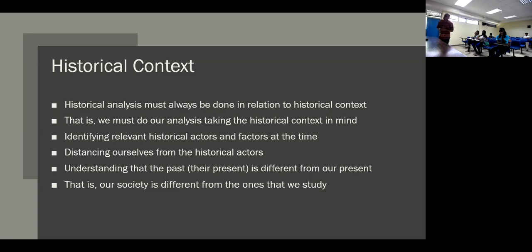So distancing ourselves from the historical actors is necessary. Understanding that the past that we are looking at is their present. It's different from our present. That is, our society is different from the ones that we study.